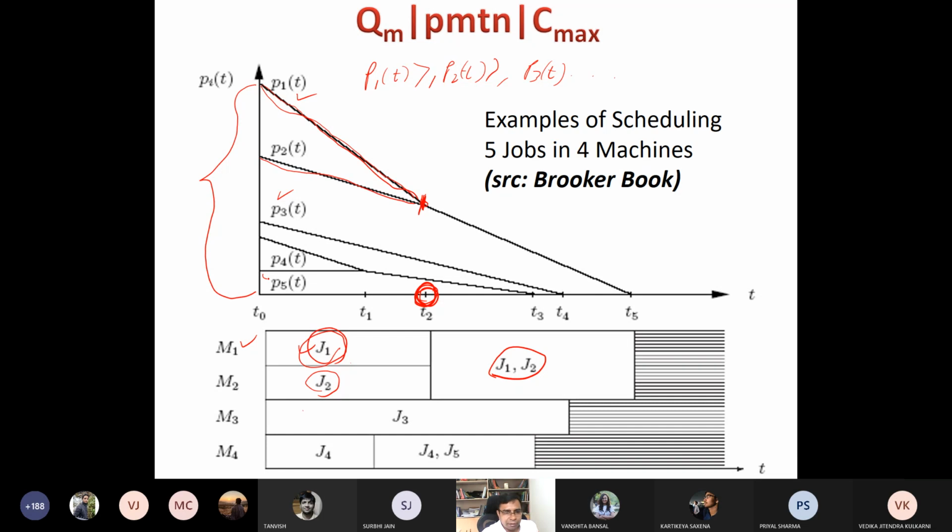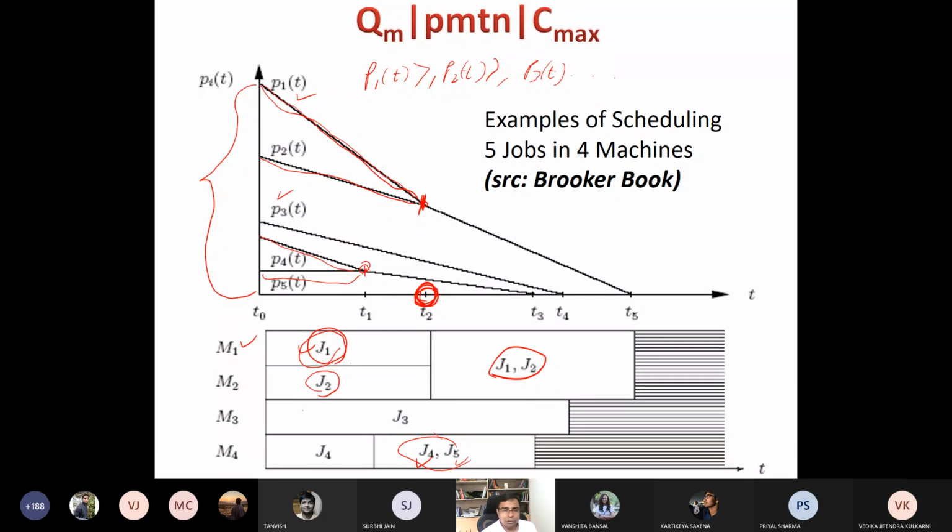initially P5 is not allocated to any machine. Okay, but P4 got allocated. Job 4 got allocated to machine 4, and job 4 time is reducing. At some point, this is the P4 slope, and that is the job 5 slope. Because job 5 is not allocated now, its slope will be constant, and this one is reducing. P4 is reducing, the remaining time of job 4 is reducing. At some point T1, as both slopes meet, job 4 and job 5 need to co-execute on M4.